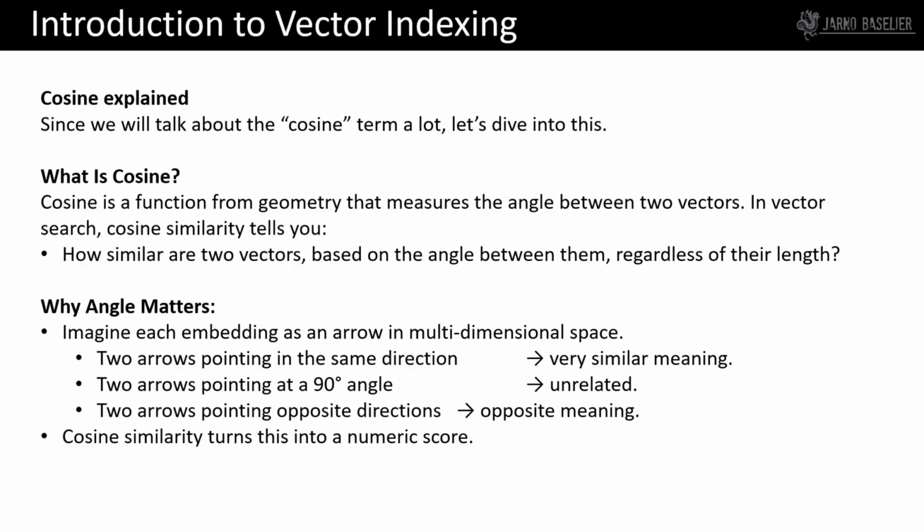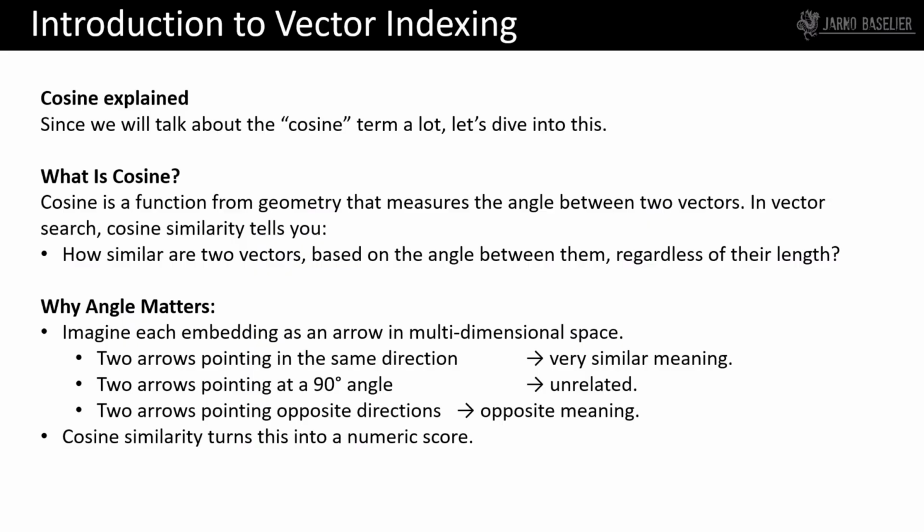Cosine explained. Well, since we talked about the cosine term a lot in the previous slide, let's dive into this because we haven't discussed cosine really well. So what is it? Cosine is a function from geometry that measures the angle between two vectors. In vector search, cosine similarity tells you how similar those two vectors are based on the angle between them, regardless of their length.